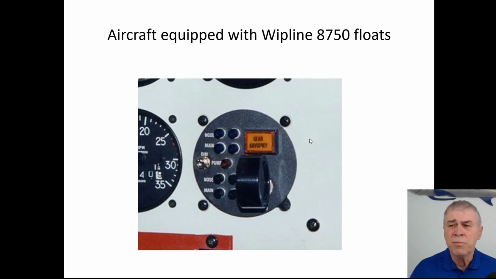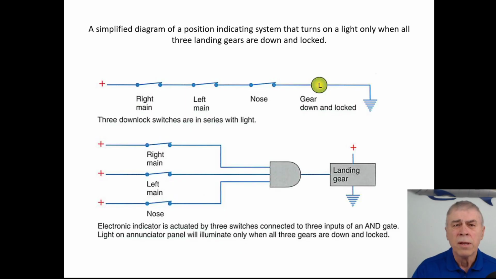I believe this type uses magnets, so that they do come out of alignment with each other. Here's a simplified diagram of a position indicating system that turns on a light only when all the three landing gears are down and locked. So this one doesn't have the three lights. It just has one light, and it's going to indicate whether all three.